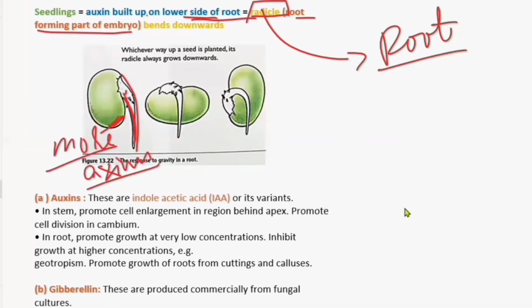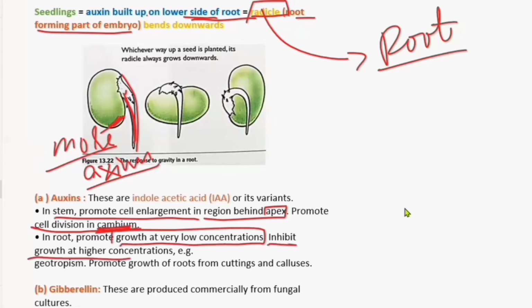Clear? And here I've also written in stem, it promotes cell enlargement, or we can also say cell elongation, in the regions behind the apex. Apex are the root tips, and it promotes cell division in the cambium. Then in root, it also promotes the growth at very low concentration, right? Inhibits growth at very high concentration. So we can say it is opposite to stem.